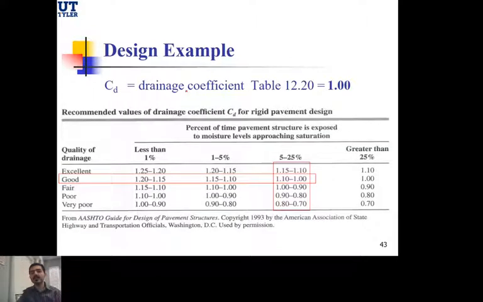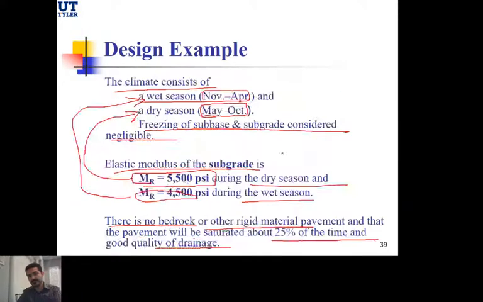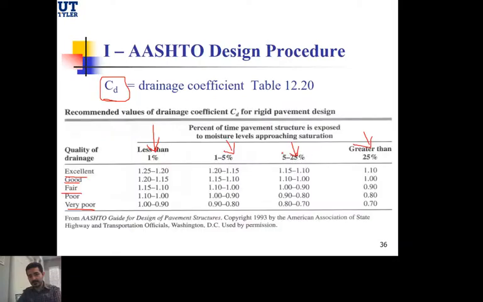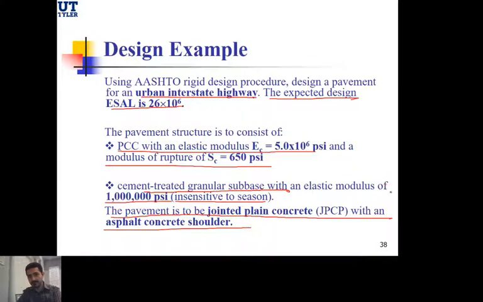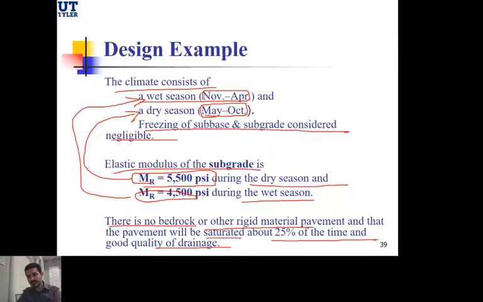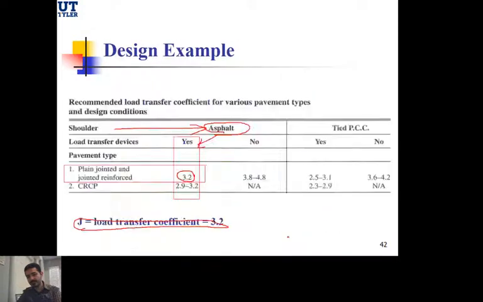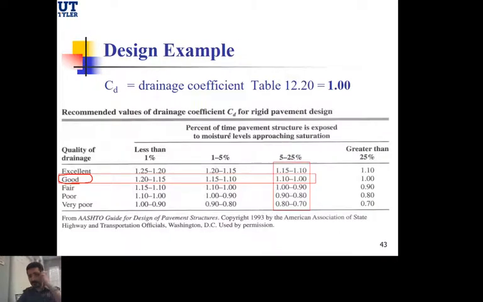Next, we need to pick the drainage coefficient. In this case, it was told in the problem that it's a good drainage coefficient. Let's revise and see here. We were told in the example, again, that it's jointed plain concrete. This is just to make sure we picked the right J value, and also that the structure will be saturated about 25% of the time. That number, 25, is what's going to trigger the value for the CD value. So here it is from 5 to 25, so the drainage coefficient is somewhere between 1 and 1.1. In this case, I picked 1.